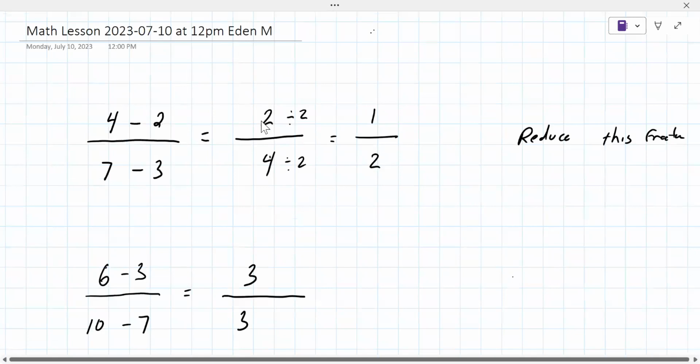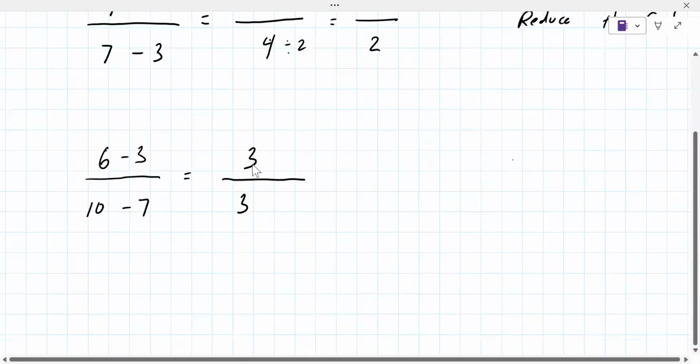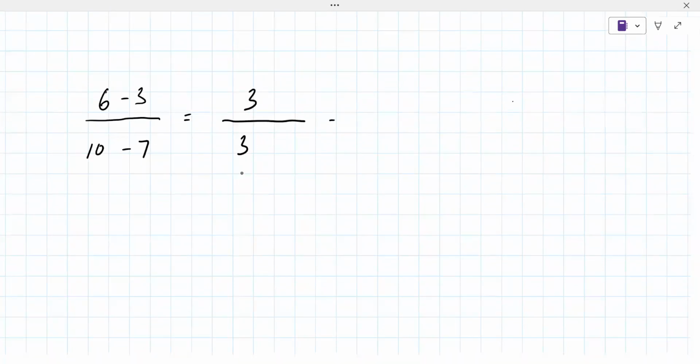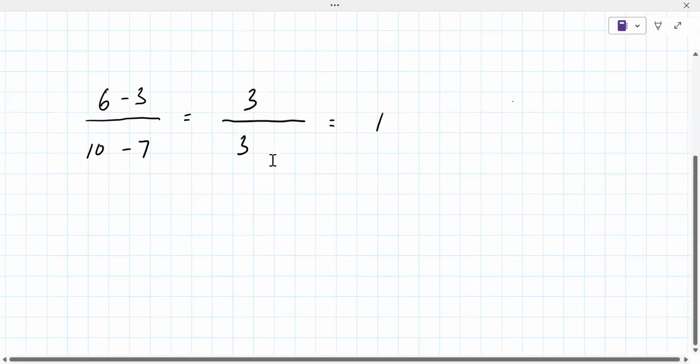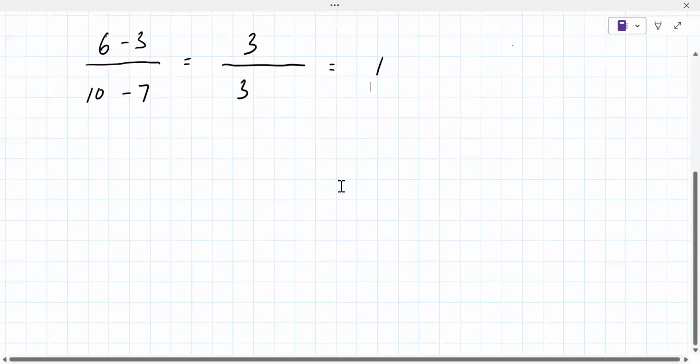And we just did that up here. What was 2 divided by 2? That was 1. So what is 3 divided by 3? Would it be 1 as well? Yes.